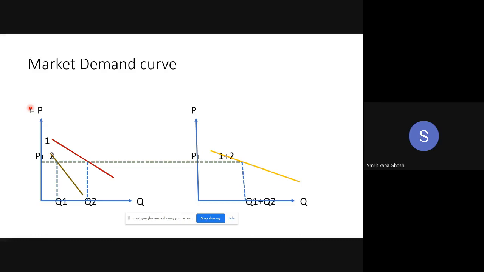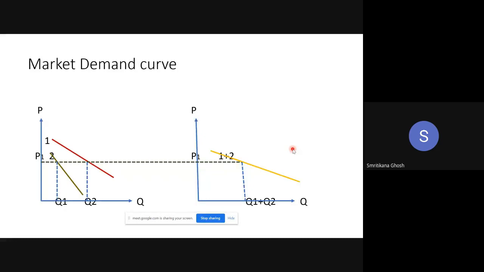Bolo, any other question? Ma'am, in the exam, if there is a question to draw the demand curve, how should we draw the demand curve? A straight line or a curve? Anything is accepted. A straight line is okay, ma'am.